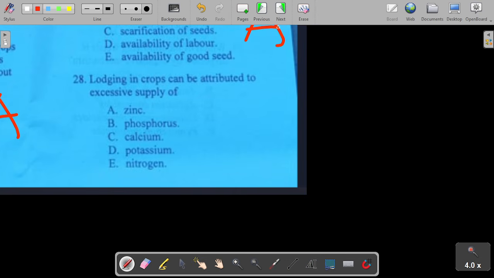28. Lodging in crops can be attributed to excessive supply of A, zinc, phosphorus, calcium, nitrogen. E. Nitrogen. That is number 28.